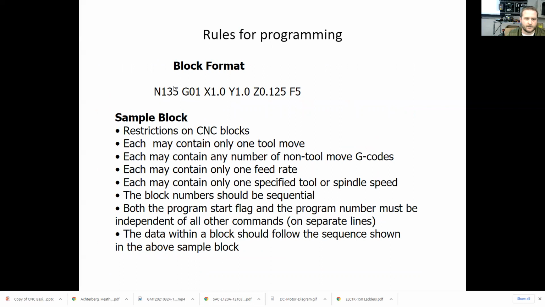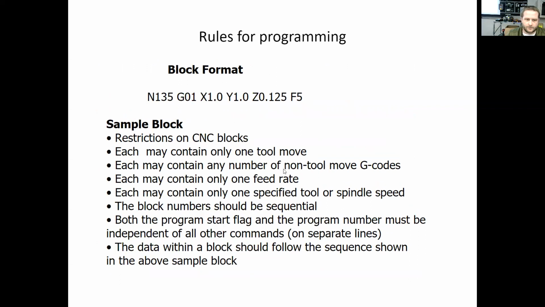So here's a block, and that's this guy. Can you see my cursor? This is a block right here. A block is just another way of saying one line of code. There are restrictions though. One block can contain only one tool move. One can contain any number of non-tool move G codes, one feed rate, one specified tool or spindle speed. Block numbers should be sequential, so that's this guy, and 135. Think of it as like line number 135.